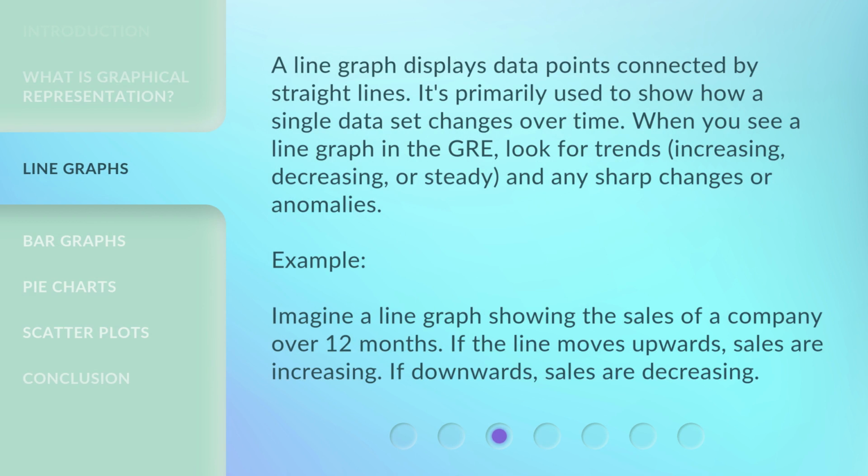A line graph displays data points connected by straight lines. It's primarily used to show how a single data set changes over time. When you see a line graph in the GRE, look for trends, increasing, decreasing, or steady, and any sharp changes or anomalies. Example: imagine a line graph showing the sales of a company over 12 months. If the line moves upwards, sales are increasing. If downwards, sales are decreasing.